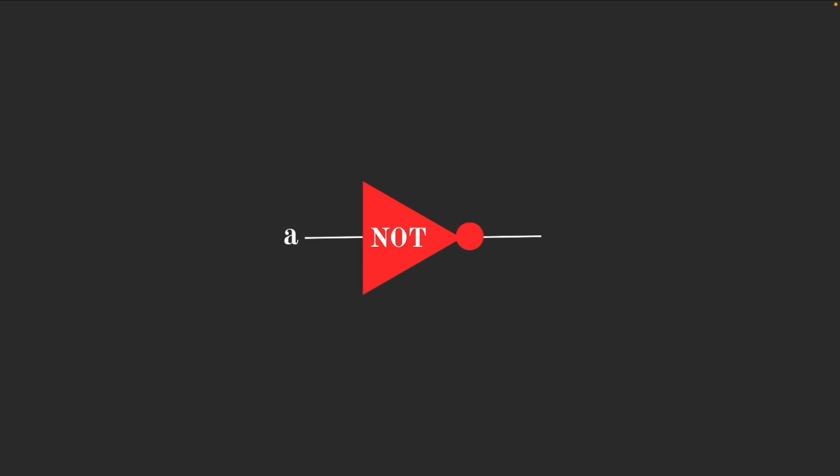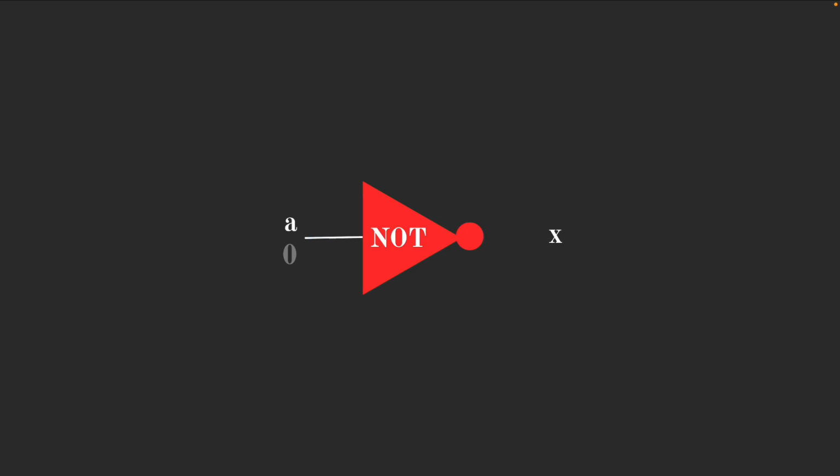Now we'll call our input A and our output X. Now, our input A can either be binary 0 or binary 1. Now, our NOT gate is just basically an inversion of our input. So, if A is 0, then our output is 1. And if A is 1, then our output is 0.